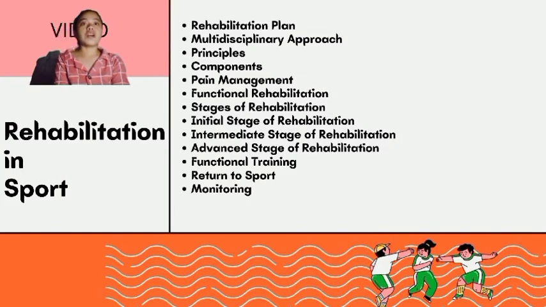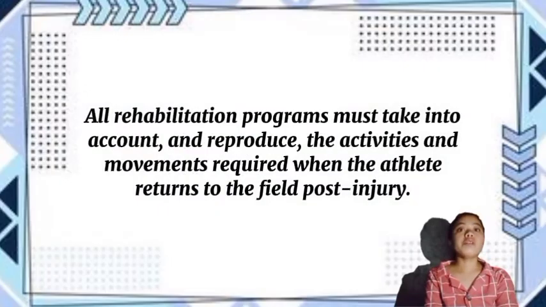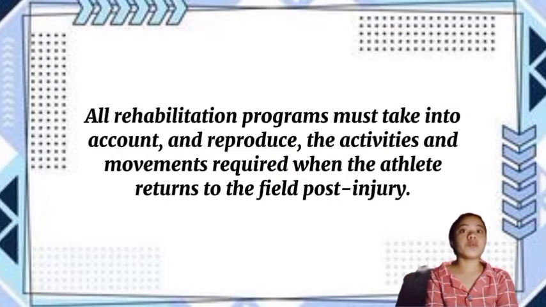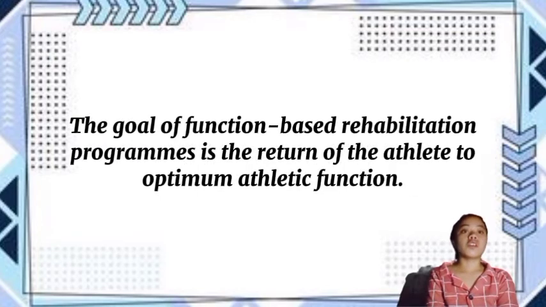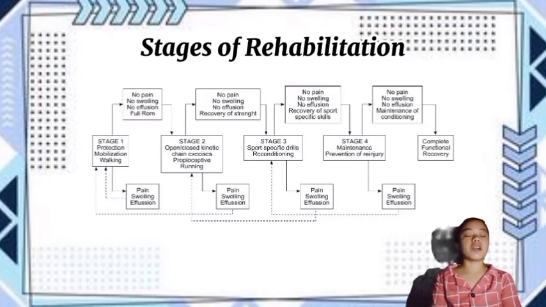The next one is the functional rehabilitation. All rehabilitation programs must take into account and reproduce the activities and movements required when an athlete returns to the field post-injury. The goal of function-based rehabilitation programs in the return of the athlete is optimum athletic function. So these are the stages of rehabilitation.